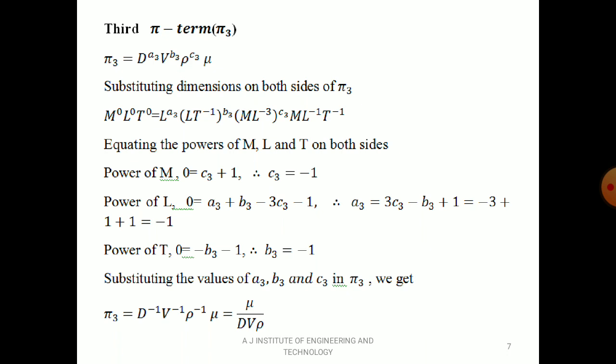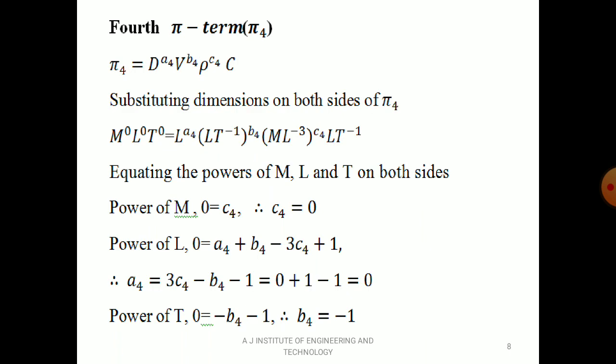So minus into minus 1, so plus 1 plus 1. So minus 3 plus 1 plus 1 equal to minus 1. Now we have values of a3, b3, c3. So we can substitute in the expression for pi 3. So we get the expression for pi 3 as pi 3 equal to d to the power minus 1, v to the power minus 1, rho to the power minus 1 into mu. So that is equal to mu divided by d v rho, taking quantities with negative powers to the denominator. So mu divided by d v rho is the expression for pi 3.